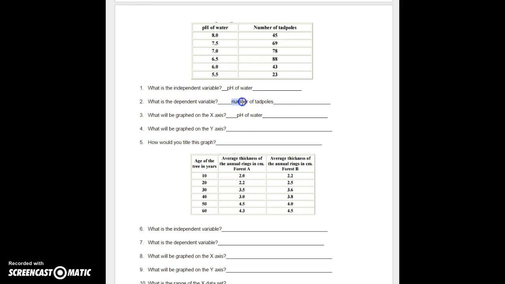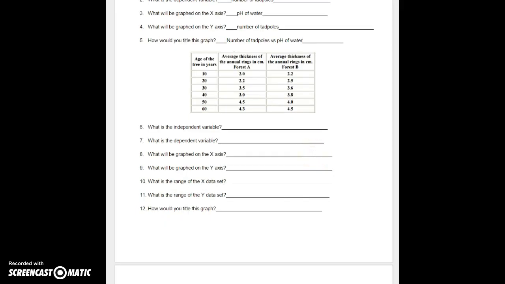And again, the same thing holds true down here for the y-axis. It's going to be number of tadpoles as well. Like we were saying earlier, to title this graph, it's going to be your y versus your x. So it would be, in this case, number of tadpoles versus, and then your x, which was, in this case, pH of water.